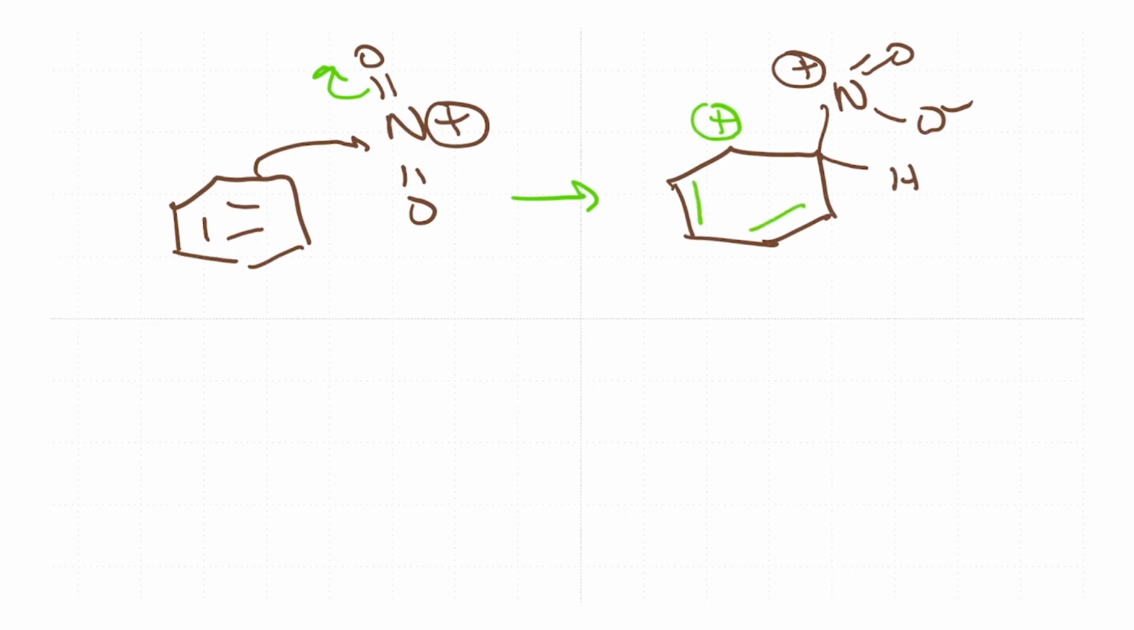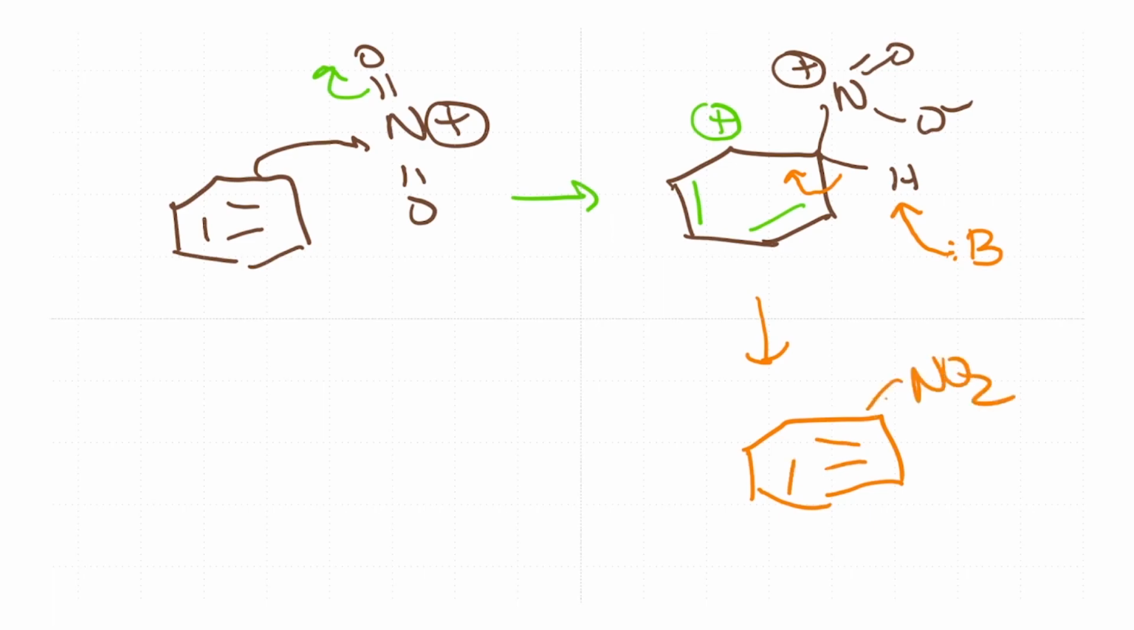Now as we discussed earlier, you can propose that a base of some sort, which could be HSO3 minus, for example, comes in, picks up this proton, and the final product that you're going to get is nitrobenzene. Okay, so this is a fairly straightforward reaction mechanism once we have understood the basics.